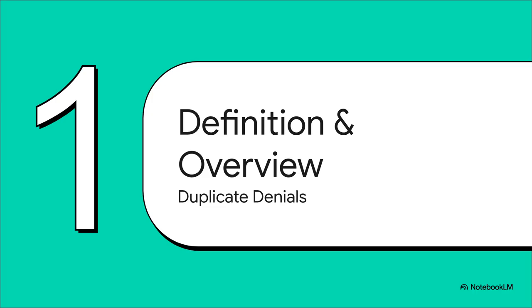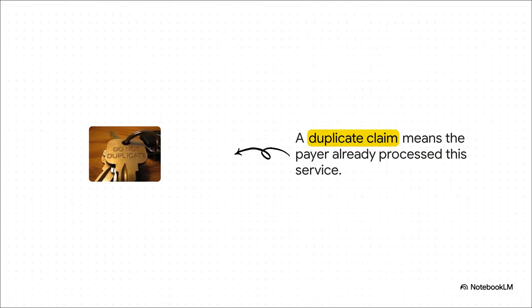Section 1. Definition and Overview of Duplicate Denials. So what are we actually dealing with here? To put it simply, a duplicate denial means the claim you just submitted has already been processed by the payer. Basically, their computer system looked at the claim and went, wait a minute, I've seen this before.